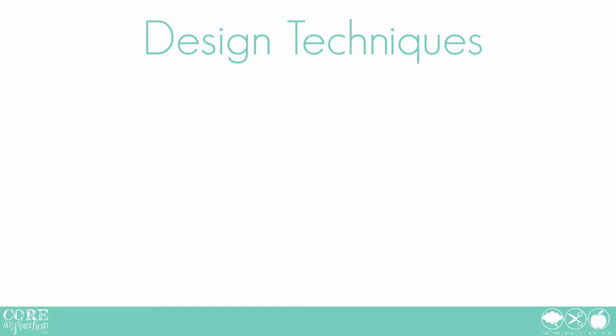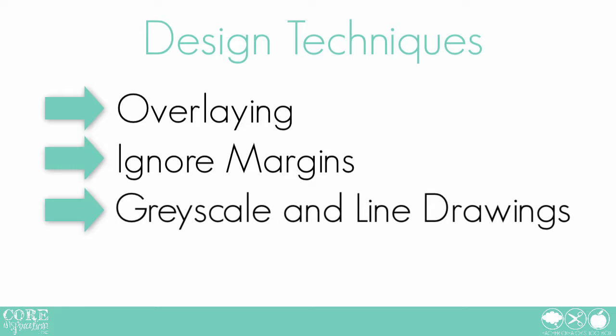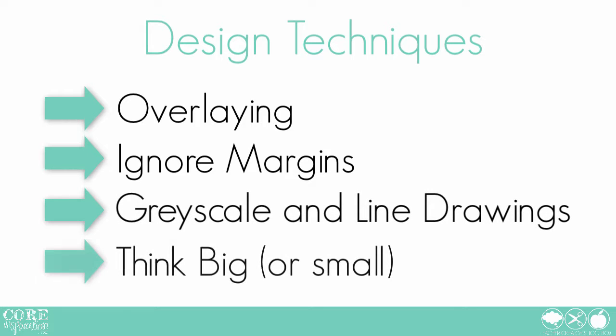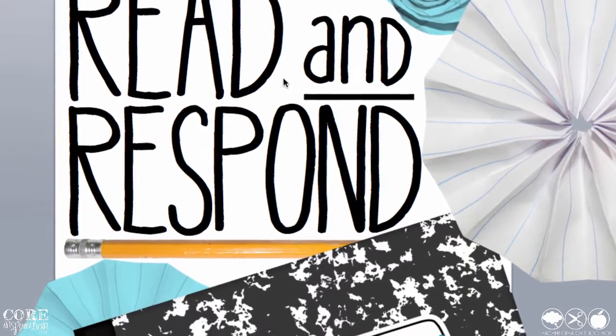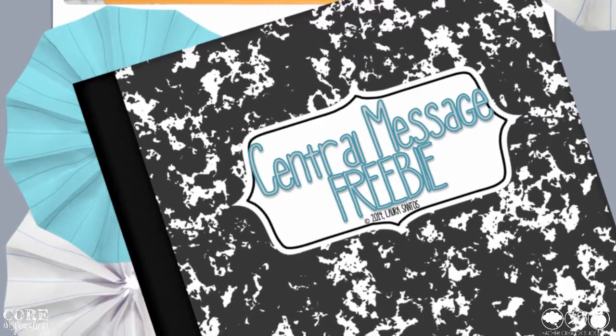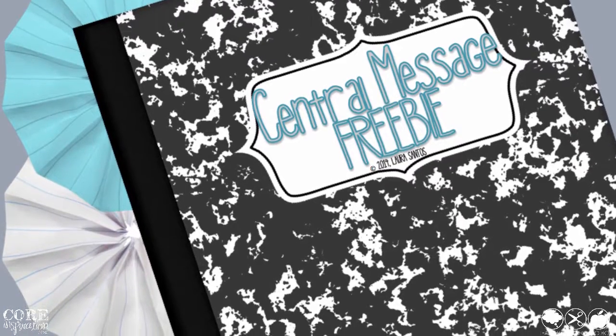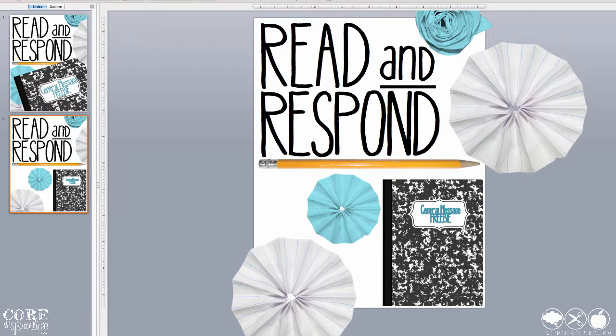A few techniques that will create a professional design are overlaying, ignoring margins, using grayscale and line drawings, and thinking big or small. First up, overlaying. Laying multiple images on top of one another, rotating them, and adjusting their layering position helps to create a more dynamic design. If done carefully, you can fit more on a page when layering than you can when you give everything its own bubble of space.